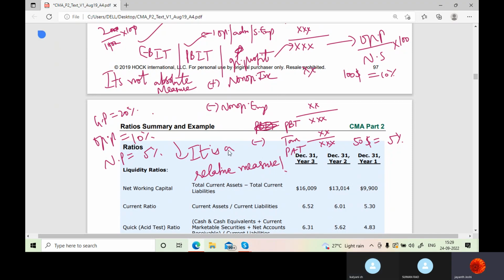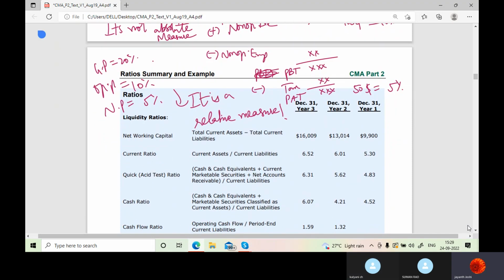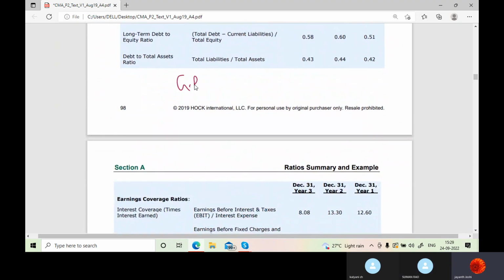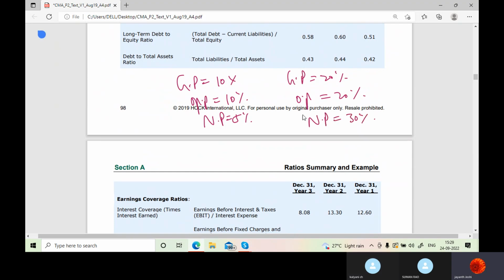Now, what do you mean by this relative measure? That means when compared to previous year, suppose previous year your gross profit was 10%. This year it is 20. Previous year your operating profit was 10%. This year operating profit is 20. Previous year net profit was 5. This year net profit is 30%. Now you tell me which is better. Second one, sir.